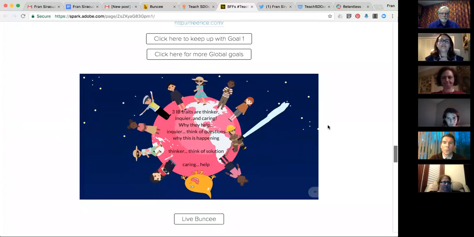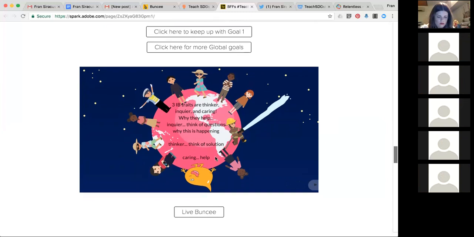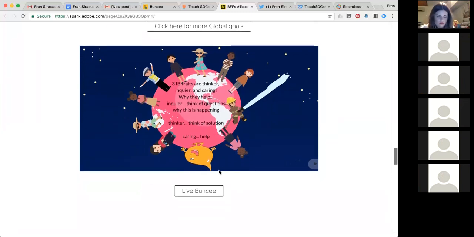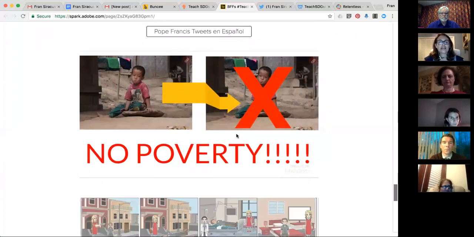And then since they were an IB school, I asked them to think about what characteristics and what skills from the learner profile they were stretching in this project. So they had to reflect and think about that. And so they wrote that 3 IB traits are a thinker, inquirer, and caring. Why they help, and an inquirer thinks of questions. Why is this happening? A thinker might think of solutions, and if you're caring, you're going to help. And then another religious one. And then they created this.